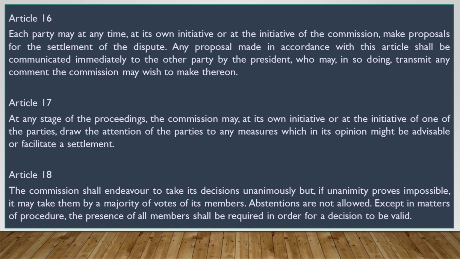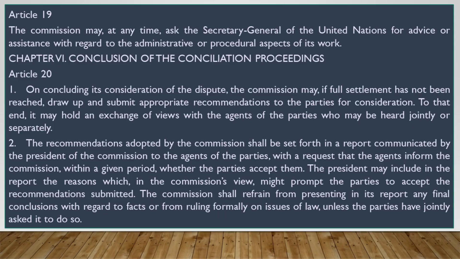Article 18. The Commission shall endeavor to take its decisions unanimously, but, if unanimity proves impossible, it may take them by a majority of votes of its members. Abstentions are not allowed. Except in matters of procedure, the presence of all members shall be required in order for a decision to be valid. Article 19. The Commission may, at any time, ask the Secretary-General of the United Nations for advice or assistance with regard to the administrative or procedural aspects of its work.